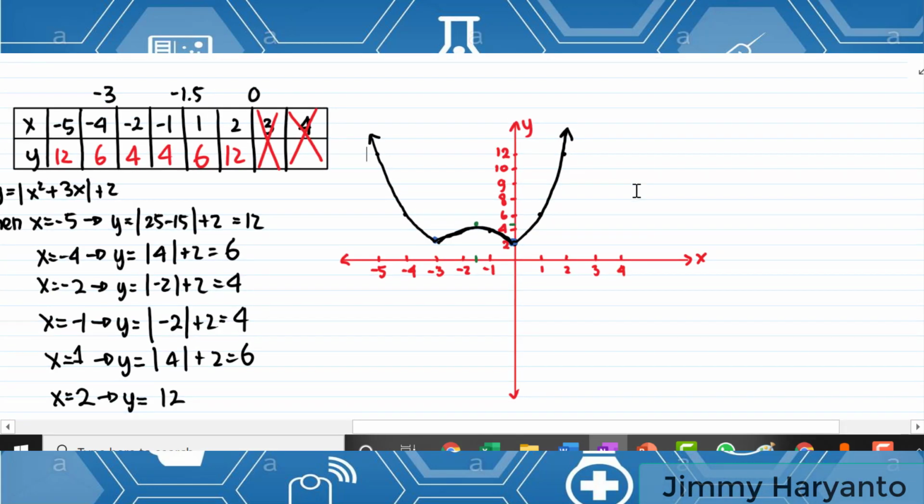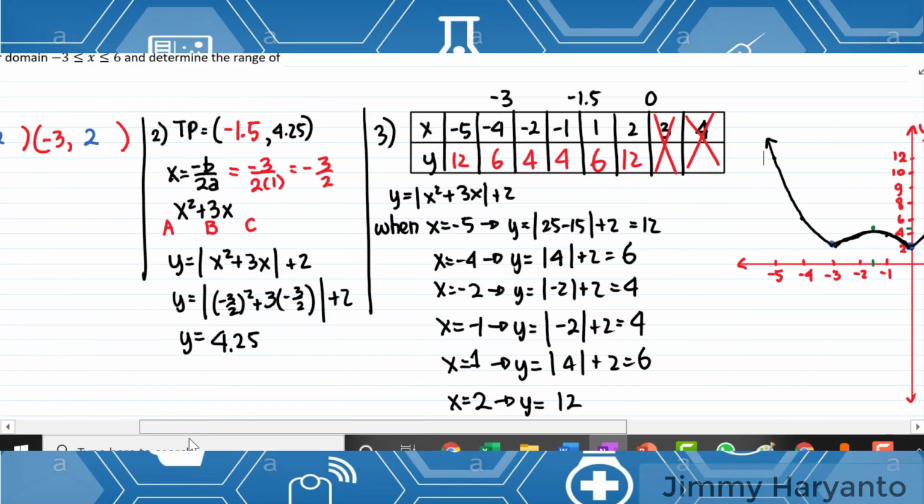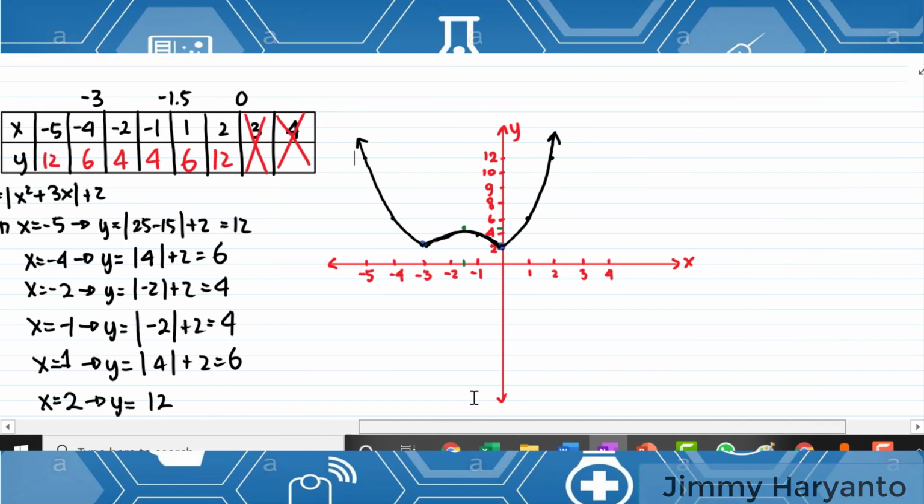Okay, now we have to find the range. Yes, we have to find the range of the function. Yeah, the range will be set values of y.